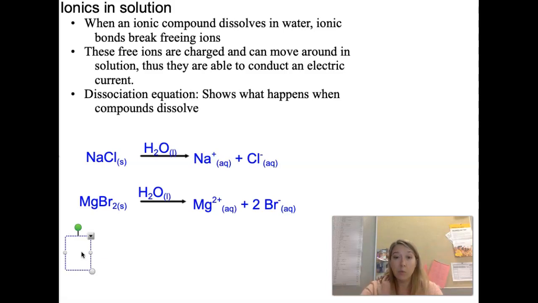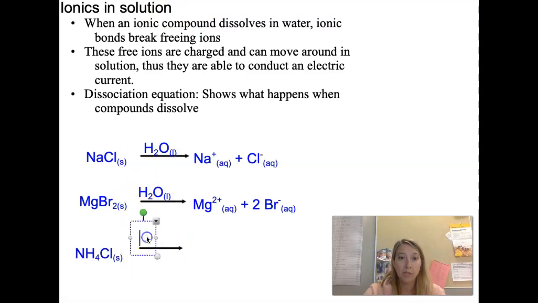So let's say, for example, we had ammonium chloride. So NH4Cl. Okay, same deal, solid. We're going to put it into water. So we have our arrow. Over top of that, we're going to write our water. Okay, and then this is going to break apart. So because I call it ammonium chloride, it's often helpful to think about what I call it: ammonium and chloride. So one of my ions is going to be the ammonium ion, and the other one is going to be the chloride.